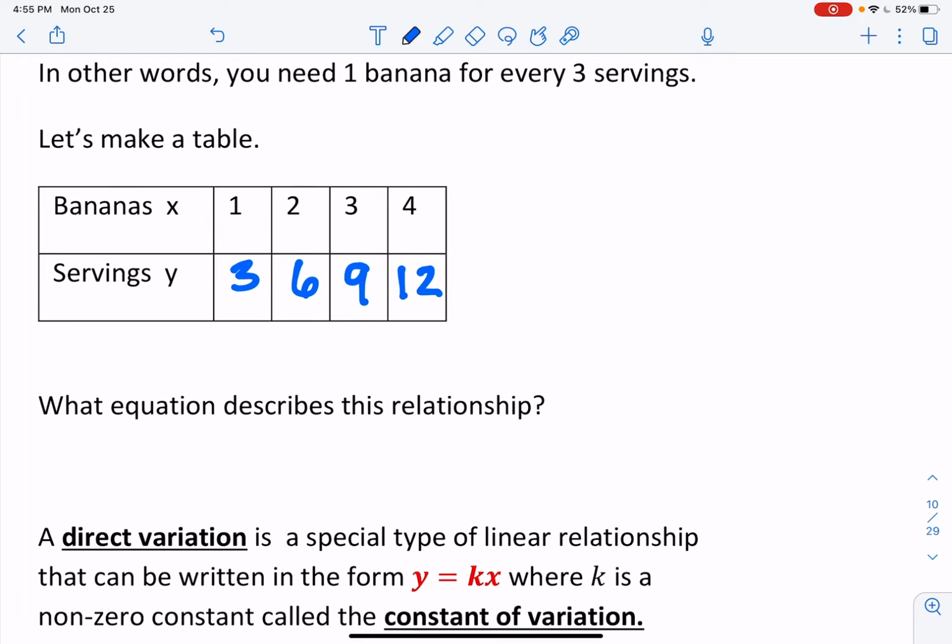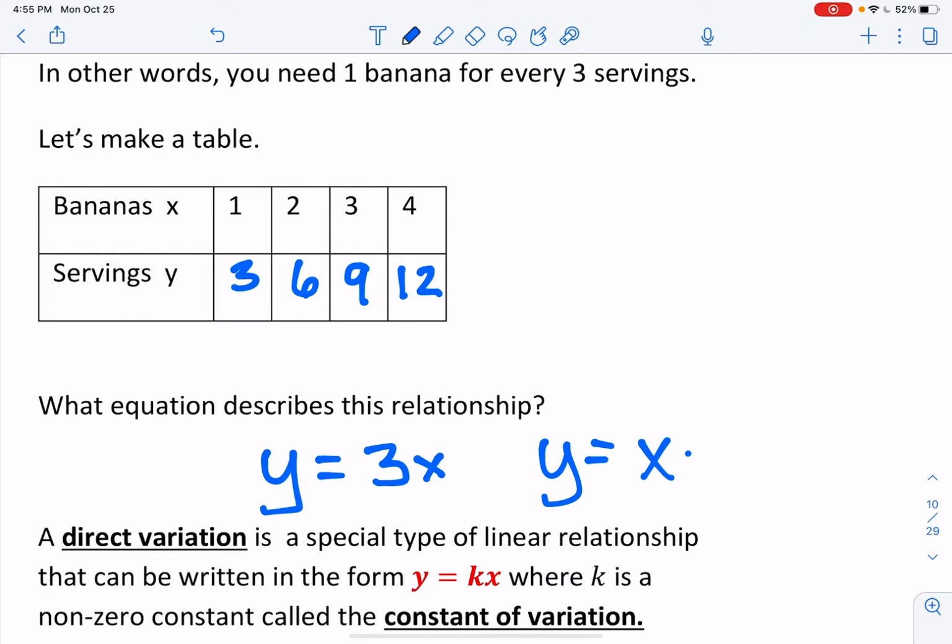So what equation describes this relationship? What do I need to do to x to get y? So y equals 3 times whatever x is. I have to take x and multiply it by 3. We could have also written that as y equals x times 3, but typically when we're writing equations, it's going to look like y equals 3x.